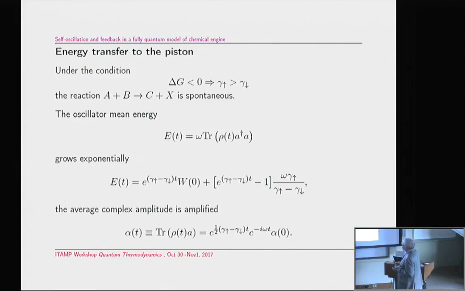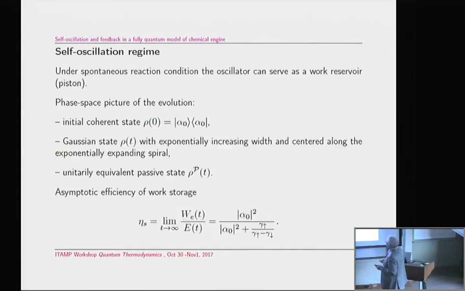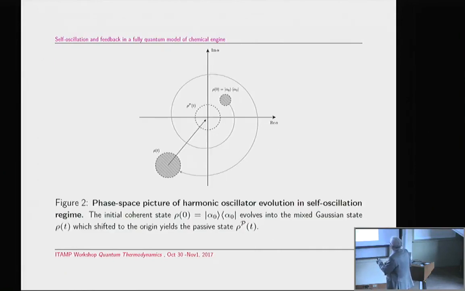So we have really an amplifier driven by a chemical reaction, and then we can also discuss two regimes, which depend essentially on the initial state. I will say also that later it can be modified by some additional decoherence effect. But under the spontaneous reaction condition, this oscillator is a work reservoir. So maybe I'll go first to the picture to see what happens.